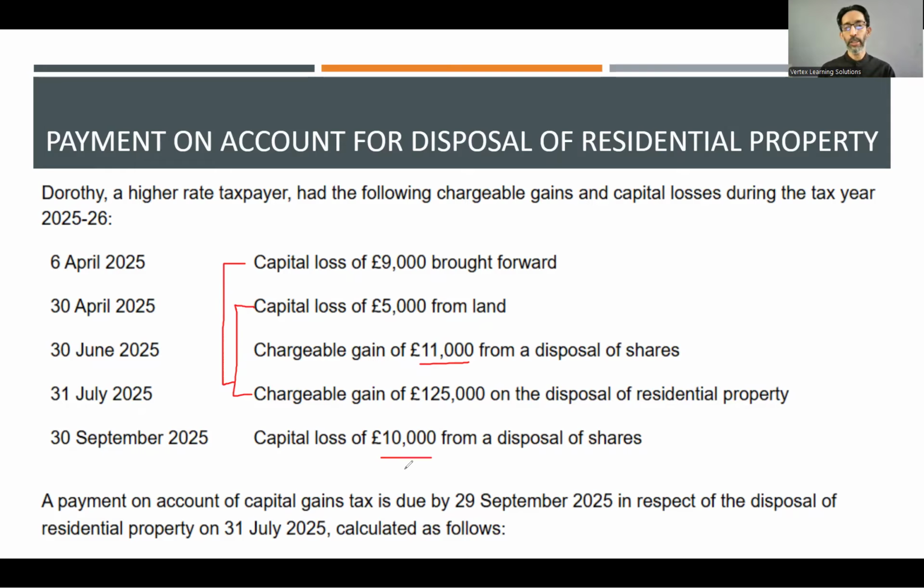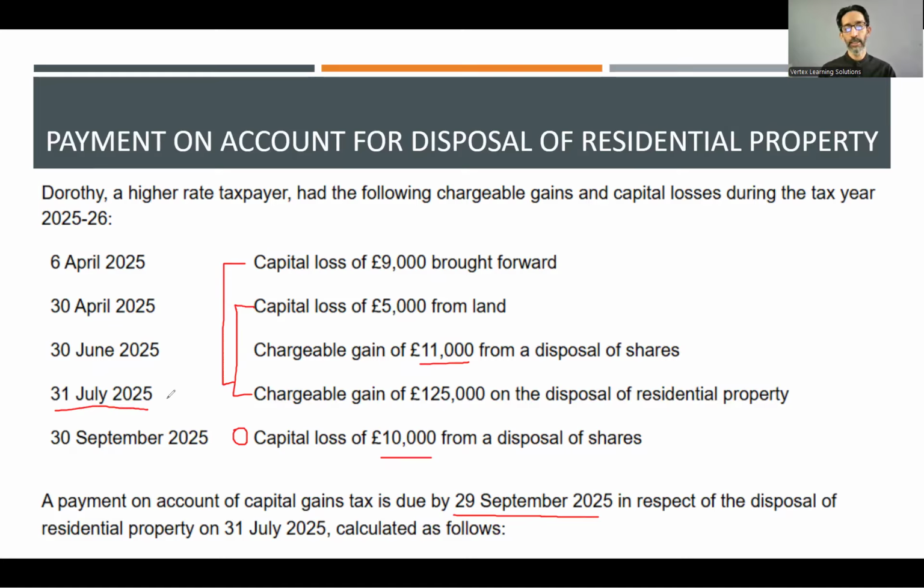Okay, you cannot use this loss for the residential property because that is after the sale of the residential property. Fine. So now they also say the payment on account on the capital gains tax is due by 29th of September 2025. So considering this 31st of July, we have August and we have September, so that sums up to 60 days.